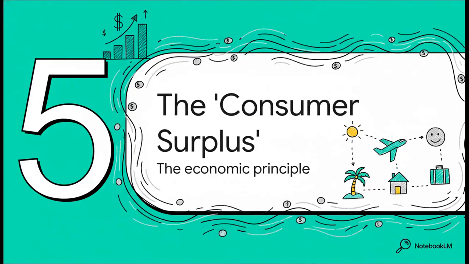Okay, so we've got 2 different bundles for 2 different groups. They both seem pretty smart. But why is this approach so much more profitable than just having an a la carte menu and letting people pick what they want? The answer lies in one of the most important concepts in pricing strategy: consumer surplus.